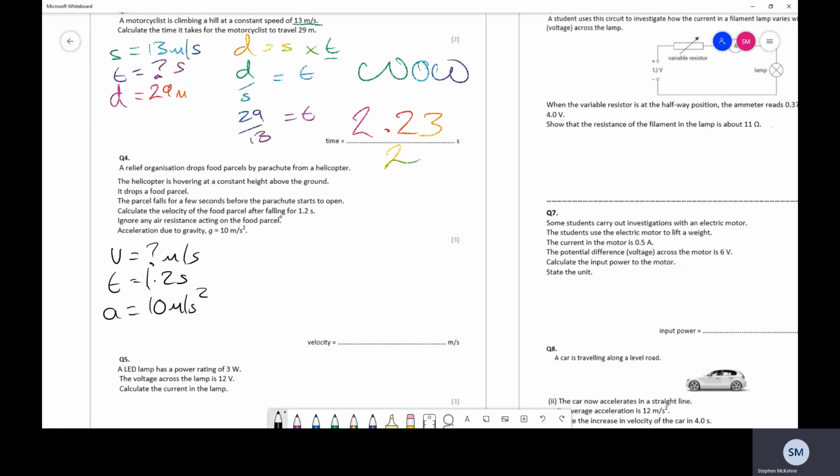So this is my end velocity. I'm going to have to use my equation here, V and U. So U is equal to I don't know how many meters per second, and V is the end velocity. That is the one that we are looking for.